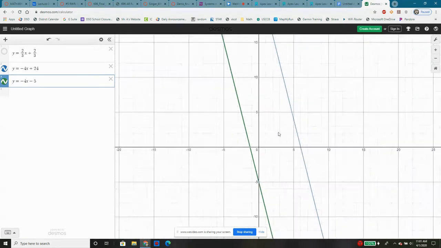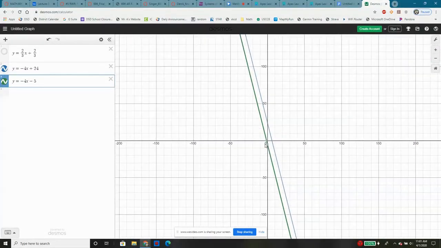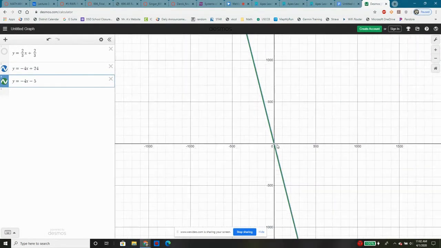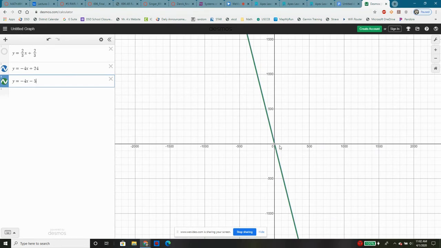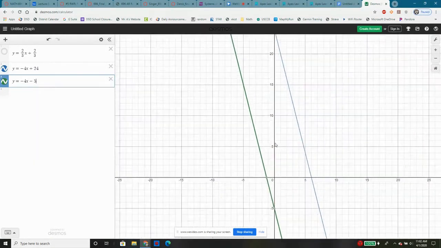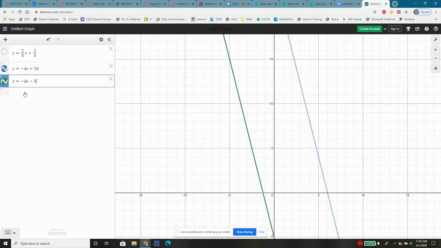You can see I could zoom out farther and farther. These lines are never going to cross. I can keep zooming out until you can't really tell the difference between the lines, like right there. But technically, they're not ever going to touch. So that's one situation. Or here's another one. Let's see if I can do this.